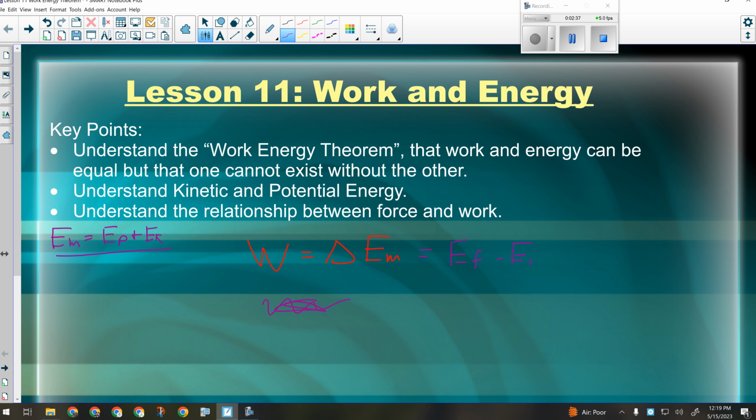Okay. And the last thing that we're going to go over is the relationship between force and work. So while work is a change in mechanical energy and can be calculated by going final minus initial, it can also be calculated by doing this. Multiplying force by distance. Okay? Now, you're probably looking at that and going, geez, that's all Greek. It's going to seem that way at first. Okay? But think about it this way.